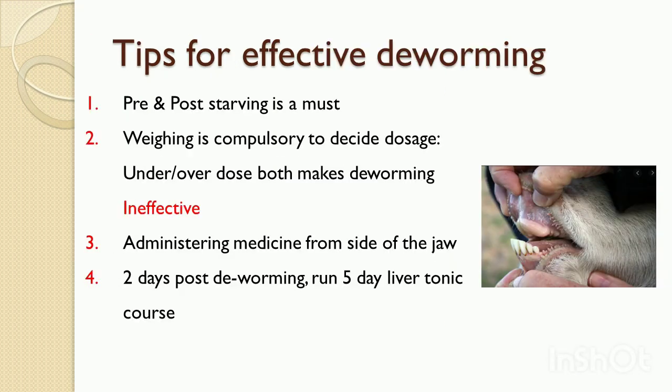These are a few tips to make the deworming procedure effective. The first one is pre and post starving. This is a must. The second one is weighing, because the weighing decides how much drug is to be administered. Any under or overdose will make the deworming ineffective. The third is administration procedure. You can see in the image here there is a space available at the side of the jaw from where you can insert the syringe and dose the animal.